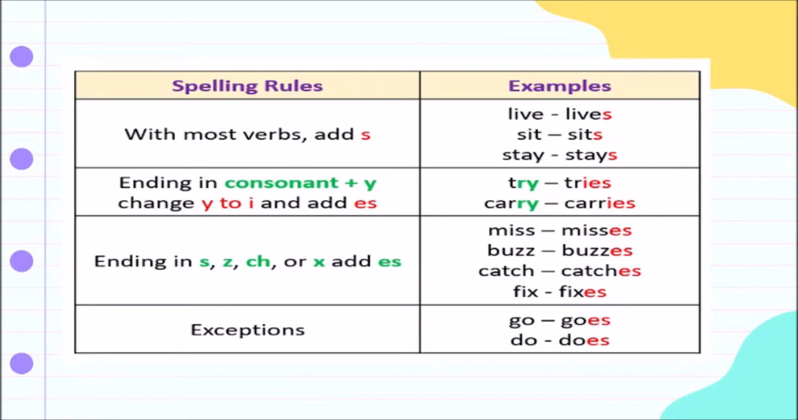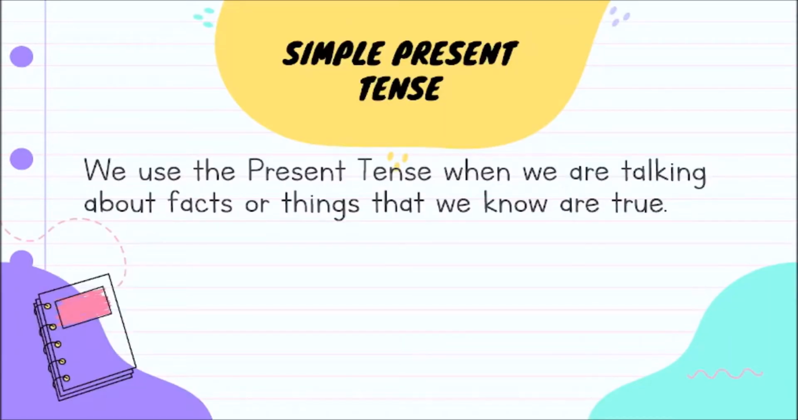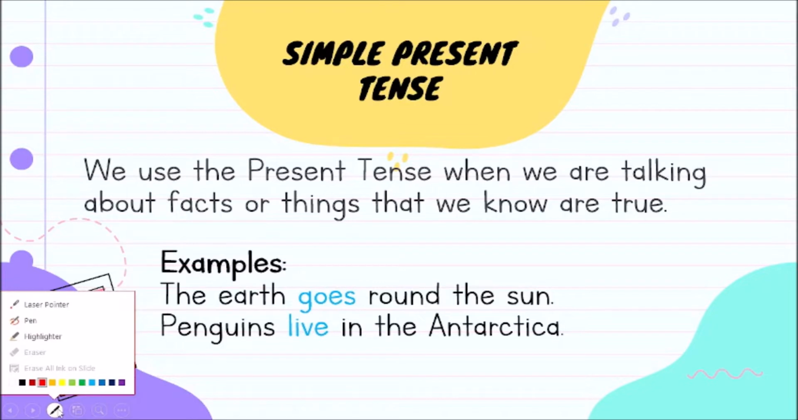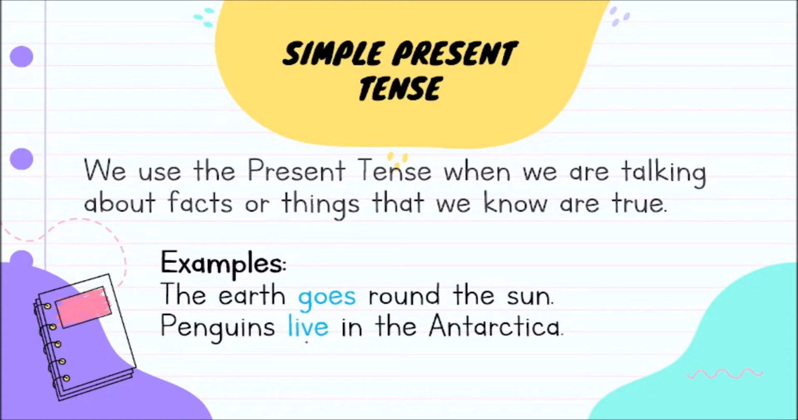Let's have them elaborated. We use the present tense when we are talking about facts or things that we know are true. Examples: the earth goes around the sun, penguins live in the Antarctica. So in these examples, we know that these are factual. So take note for the usage of es or s and the base form of the verb. We use the base form of the verb if our noun is plural. On the other hand, we use the verb with es or s if our noun is singular.